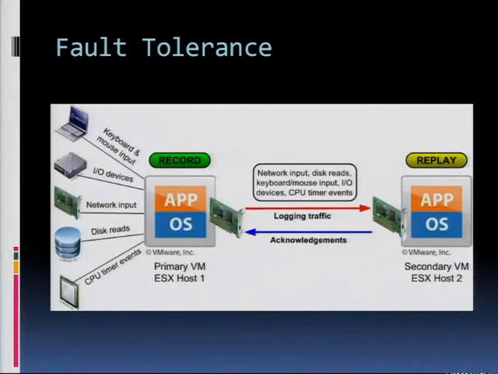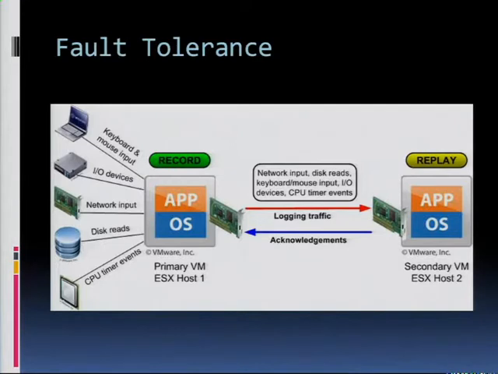Here's a graphic of how the record replay works. You can see on the record side, it's only using things like keyboard and mouse input, I/O devices, network input, disk reads, and CPU timer events. It's sending them over a special FT logging network that you configure on your vSwitches. It sends all the traffic from the primary to the secondary. The secondary sends back acknowledgments saying it received the data, because it's important for that VM to be in exactly the same state, so they're always talking back and forth to make sure they're exactly in sync.